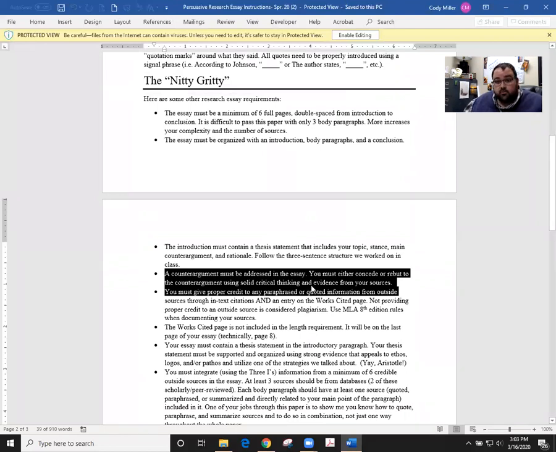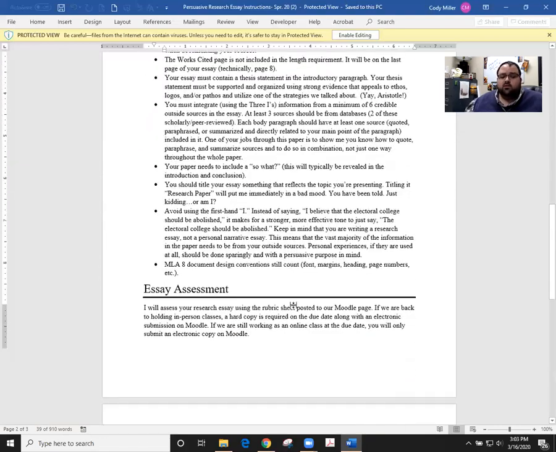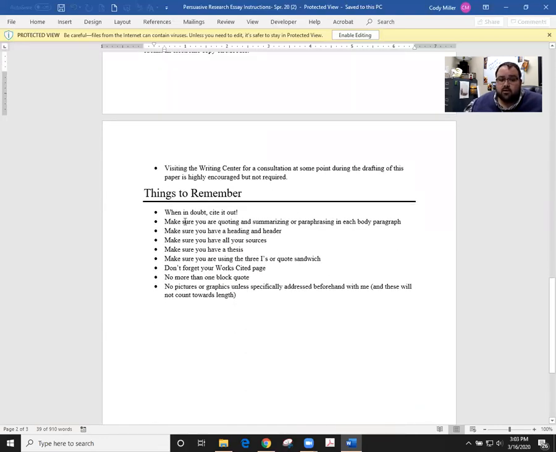Now, can you actually have more than one counter argument throughout your paper? Absolutely. And would I encourage you to? Yes. But as a minimum, you need one main counter argument, and that does have to have sources throughout that body paragraph where you're giving the overall counter argument.